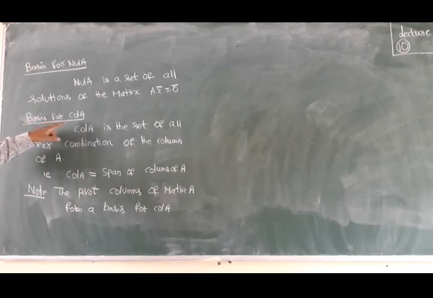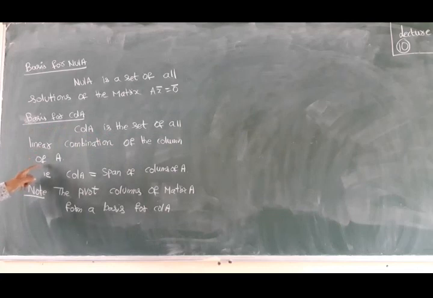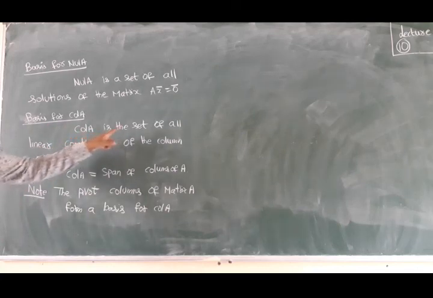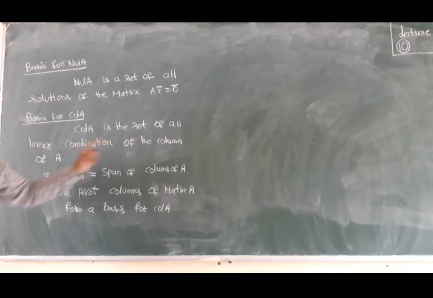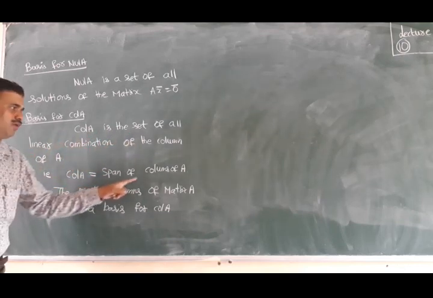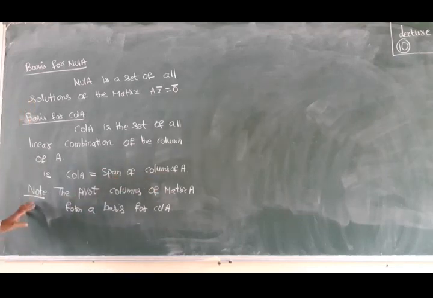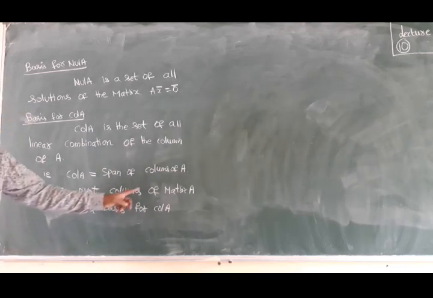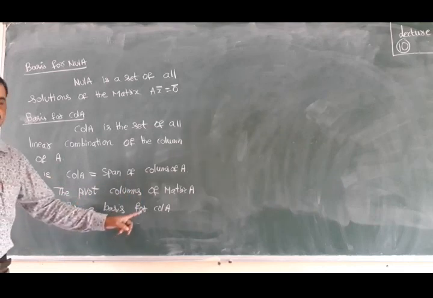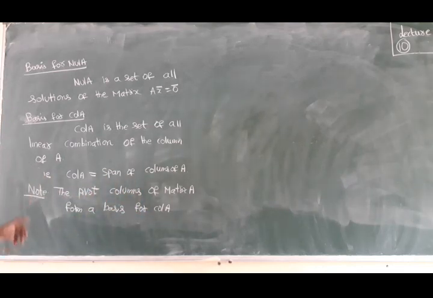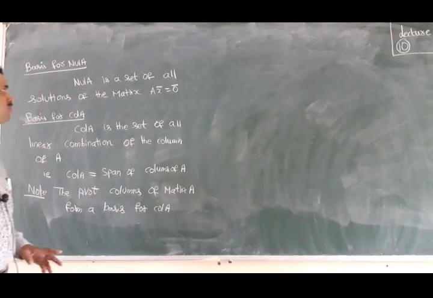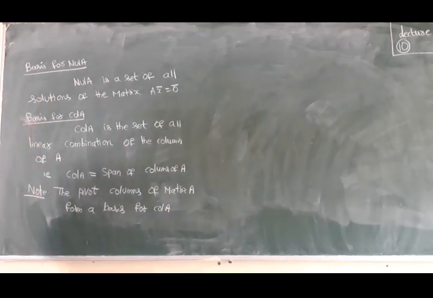Similarly, basis for column A. Column A is the set of all linear combinations of the columns of A. Nothing but column A is the span of all columns of A. And the note point here is that the pivot columns of matrix A form a basis for column A. Now we'll do one problem to find null A and column A.